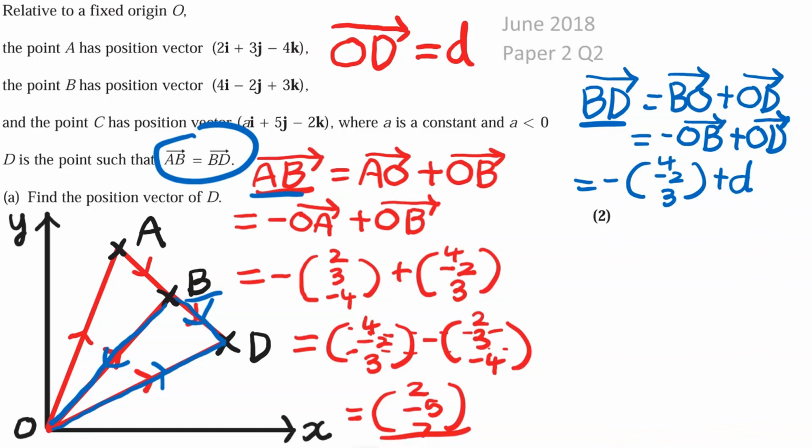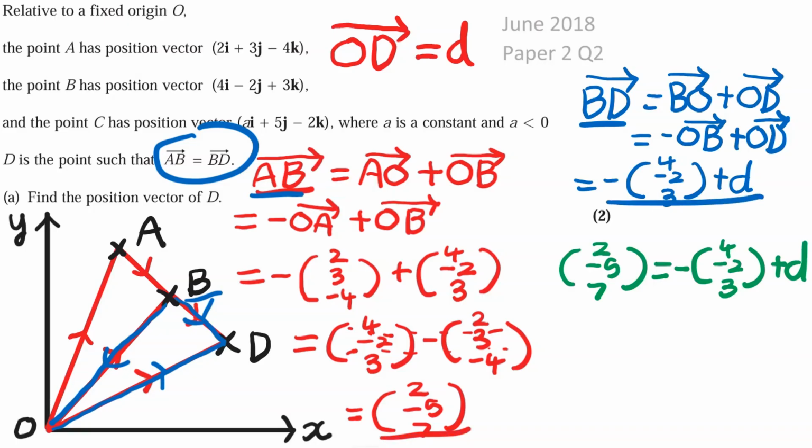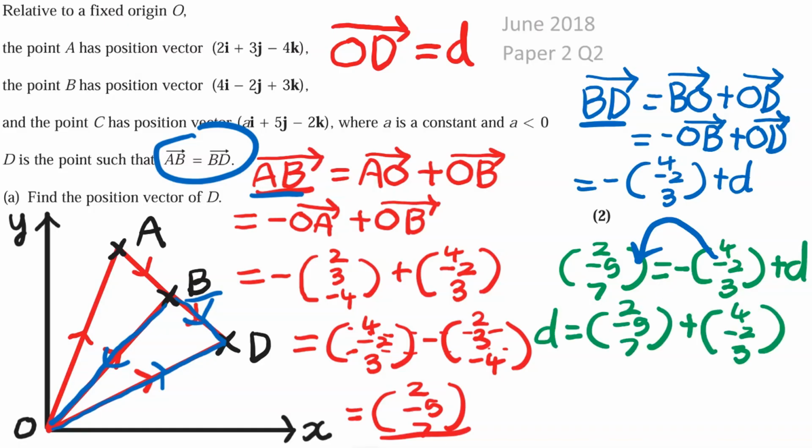So what we can do is say that (2, -5, 7), which is AB, is equal to this here. Then we rearrange in order to find D, the position vector. We move this (4, -2, 3) to the other side of the equation to make D the subject. Remember, as we're minusing, this becomes a plus on this side. So D is equal to (2, -5, 7) plus (4, -2, 3).